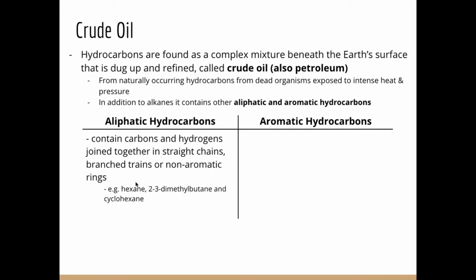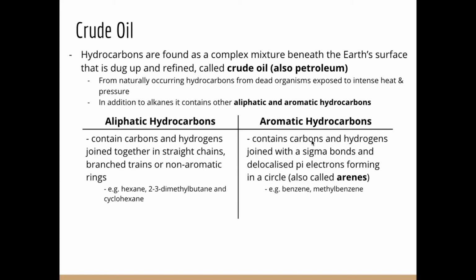Straight chains, branched chains, or non-aromatic. Our aromatic hydrocarbons are different. They contain carbons and hydrogens that are joined together with sigma bonds and delocalized pi electrons, forming a circle. These are called arenes. So arenes form aryl compounds as opposed to our alkyl compounds with the aliphatics. The most famous, for lack of a better word, example is benzene.